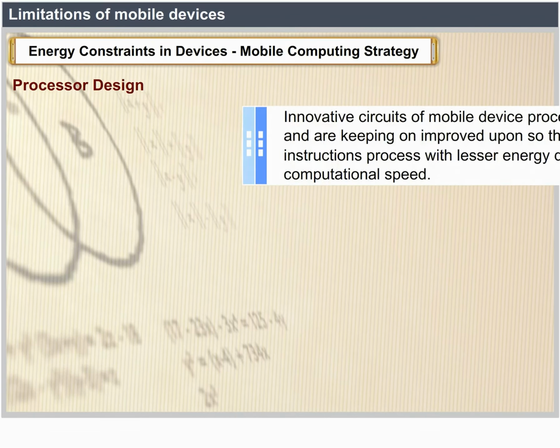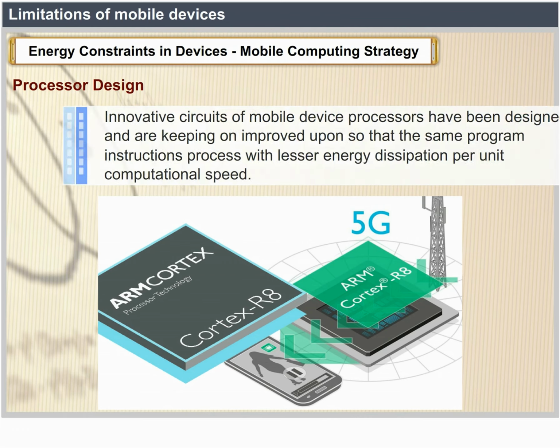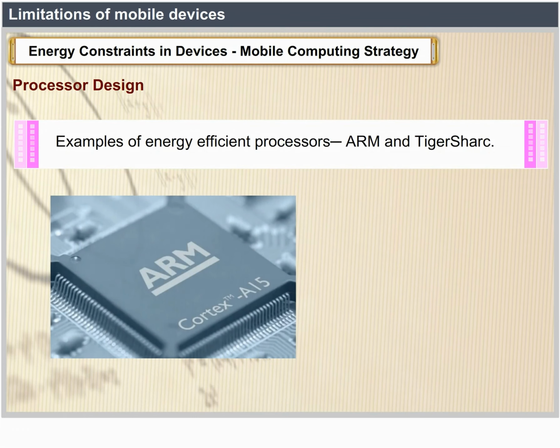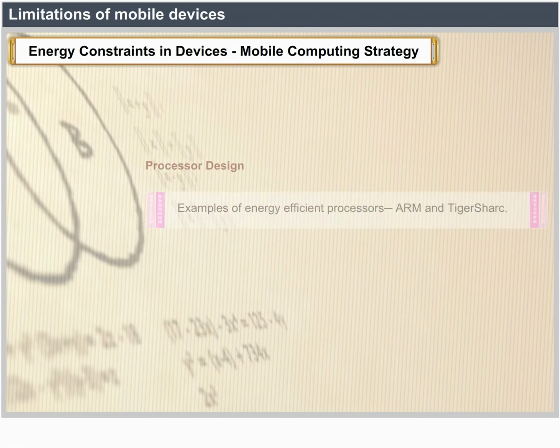Processor design. Innovative circuits of mobile device processors have been designed and are continuously improved upon so that the same program instructions are processed with lesser energy dissipation per unit computational speed. Examples of energy-efficient processors are ARM and Tiger Shark.